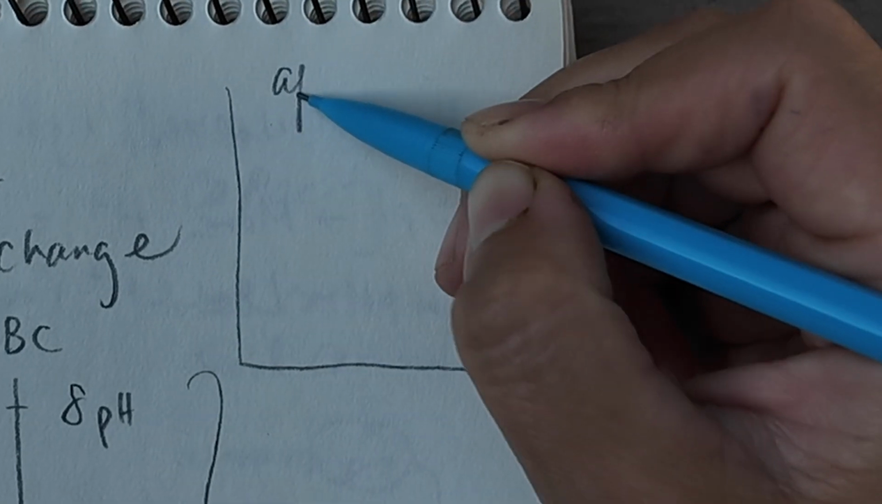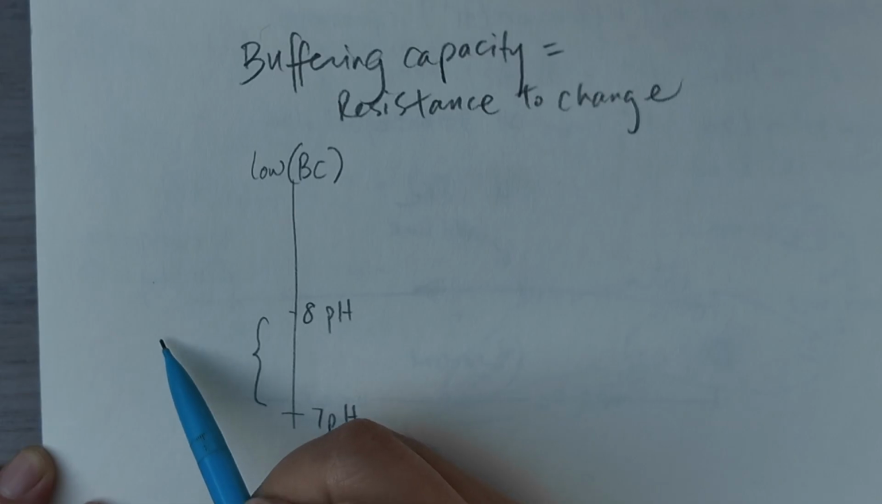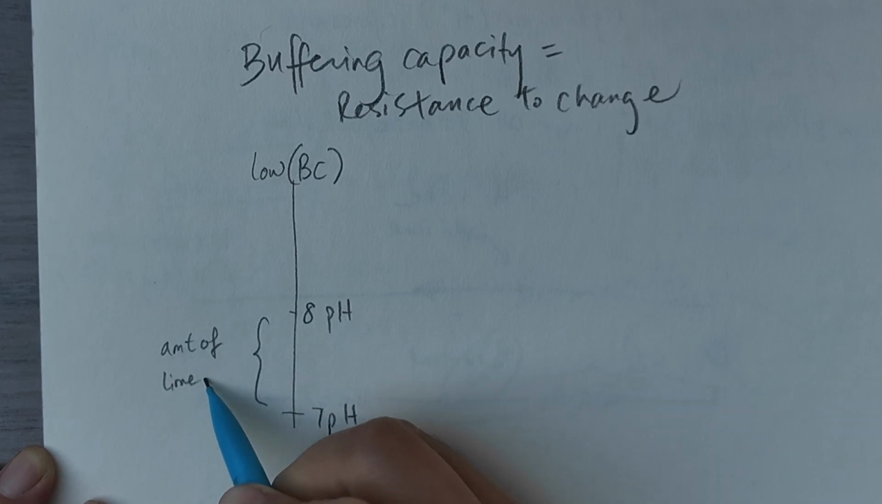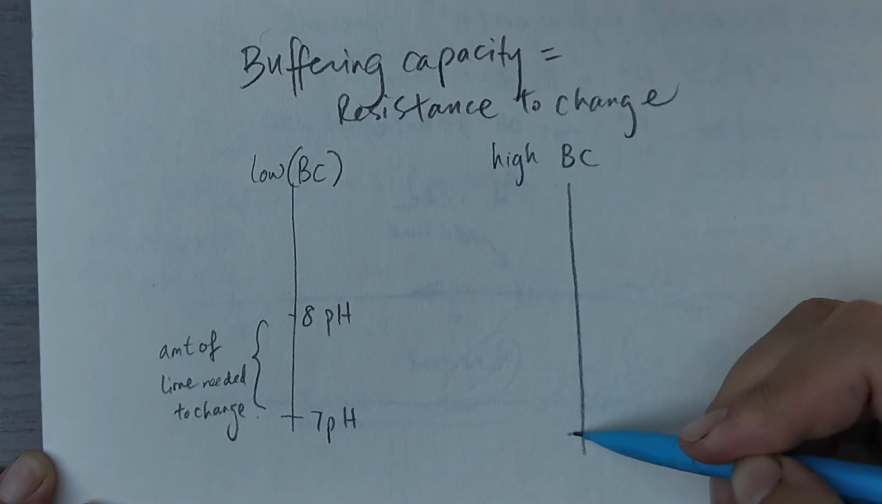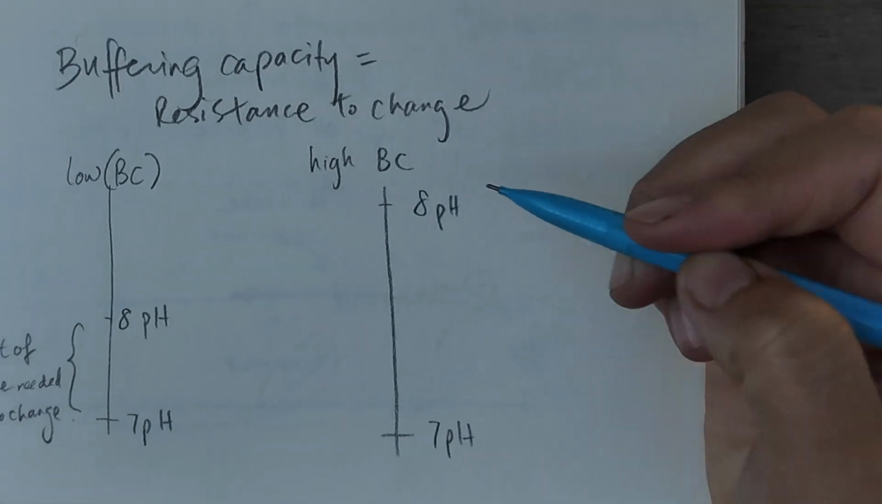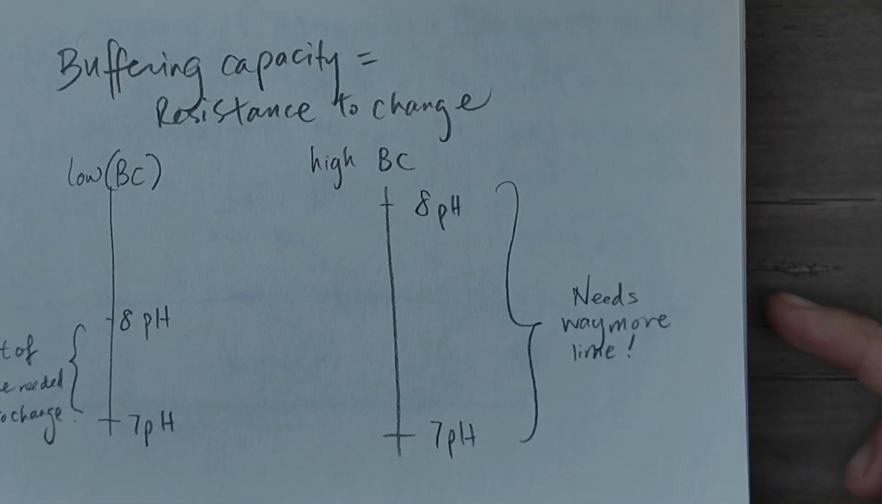Soils that have more organic matter and more clays have more surface area and a higher cation exchange capacity. So that fluctuation of the ions may actually neutralize some of the product that you're putting into the soil, and you're going to need a lot more of it to make a change.